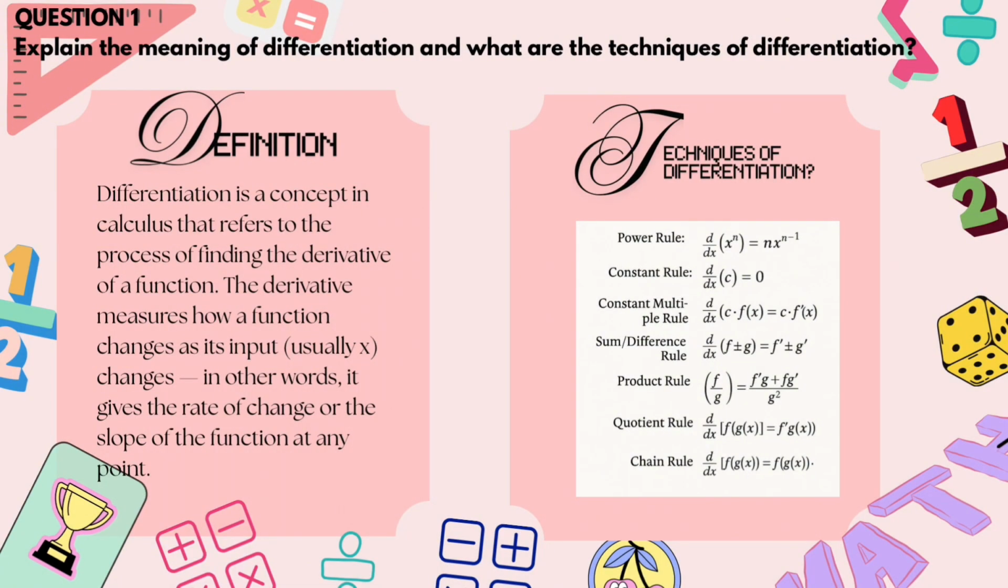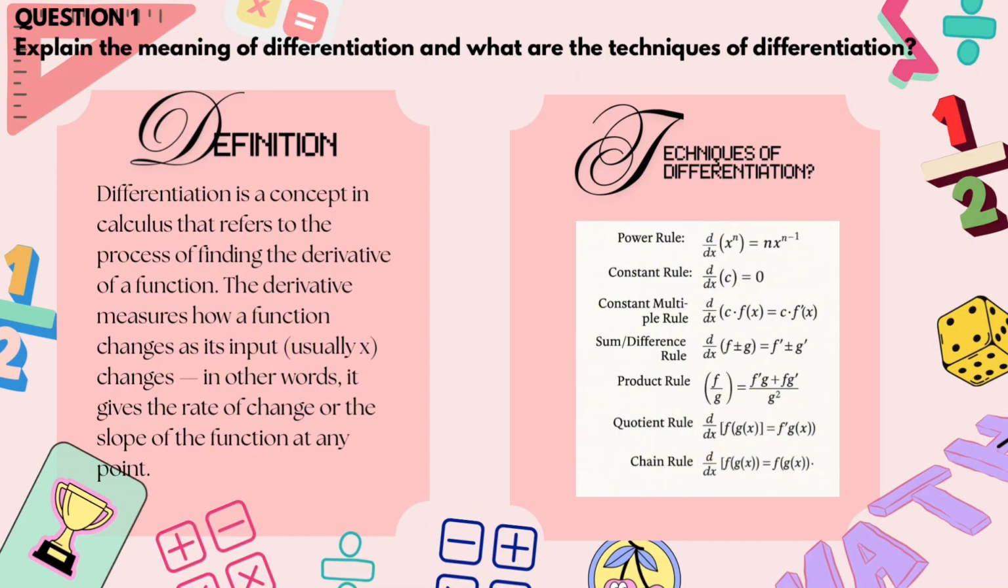I would like to explain about the meaning of differentiation. Differentiation is the process of finding the derivative of a function. The derivative shows how a function changes as its input value changes. It is usually denoted as dy/dx. It tells us the rate of change or the slope of the curve at any point.